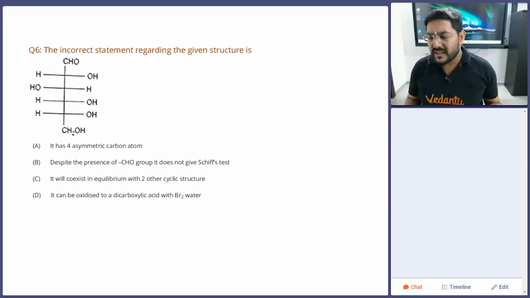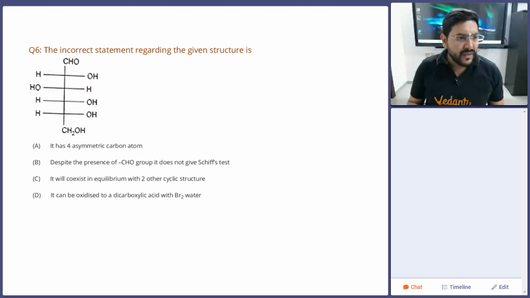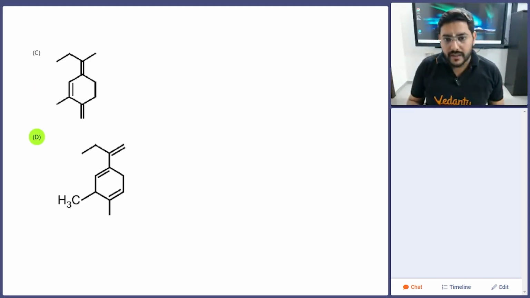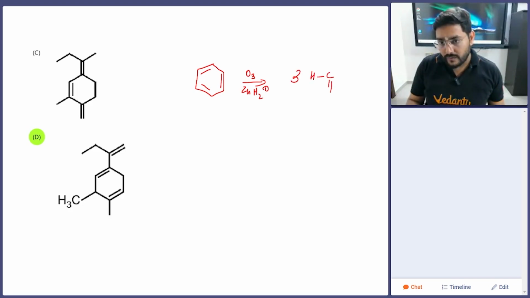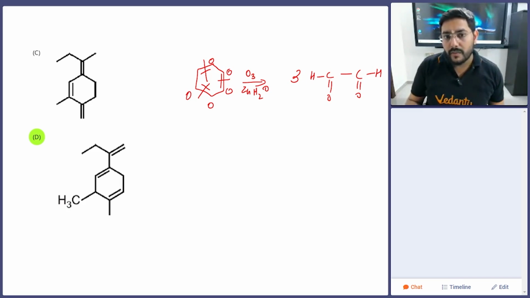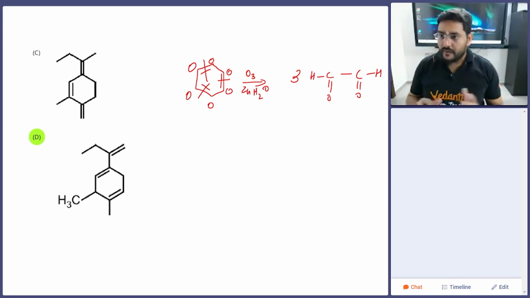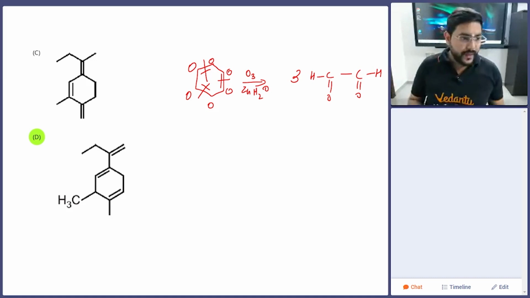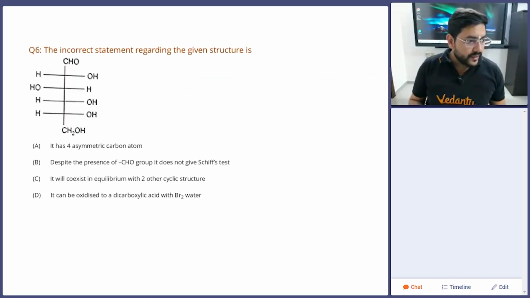Ozonolysis is a very simple reaction. Let's take this example. Suppose we are talking about benzene. On benzene, if we use ozone, zinc, and water, what are we going to get? We are going to get glyoxal. Yes, 3 molecules of glyoxal. Yes or no? Just break, break, and break. Put double bonded oxygen on each broken end. We are going to get 3 molecules of glyoxal. Now, moving towards the next question.